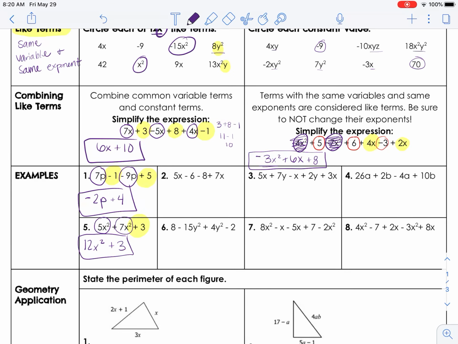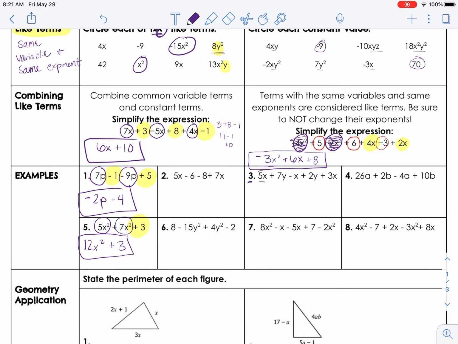Okay, but what about, let's look at number 3. What happens when we have different letters? If you look at this 5x and this 7y, they have the same power, right? They're not squared or cubed or anything, but they don't have the same letter, so we cannot combine those.